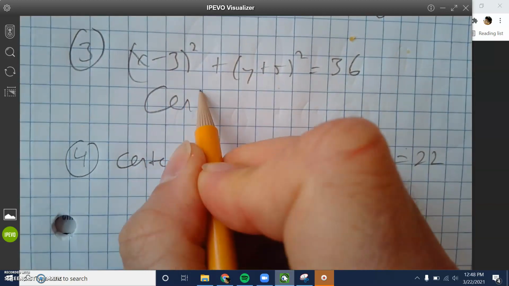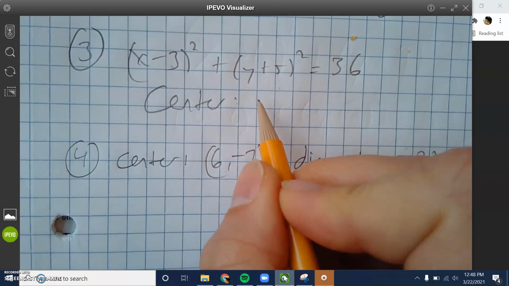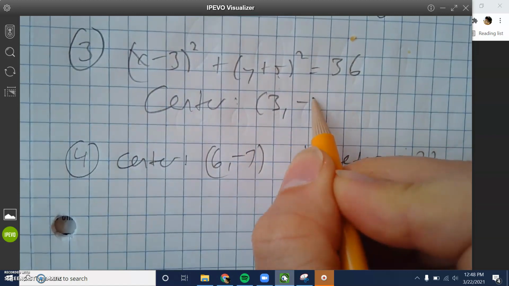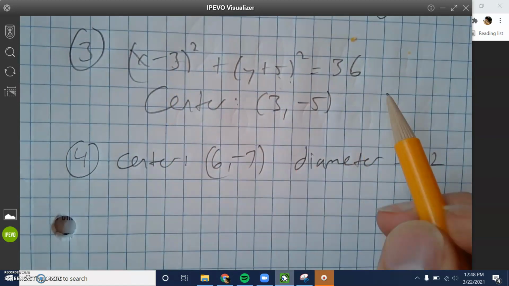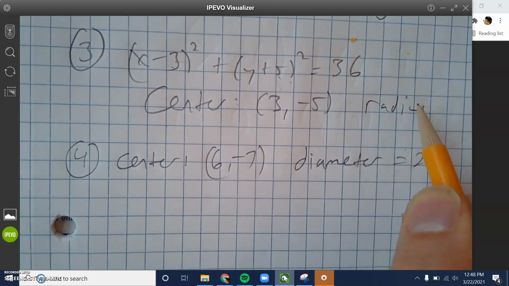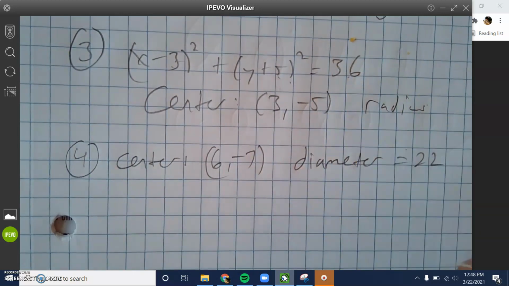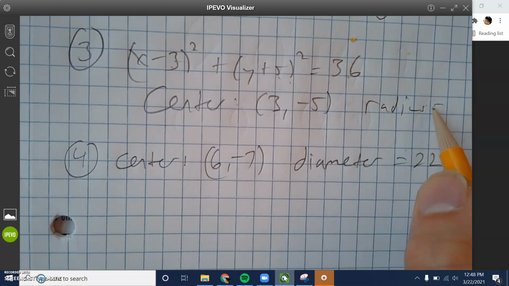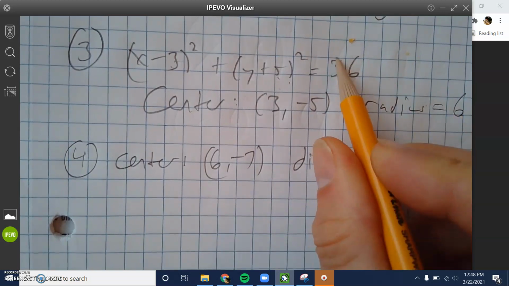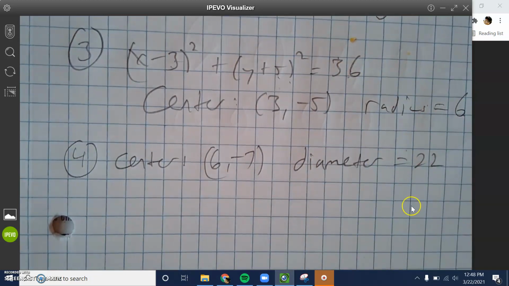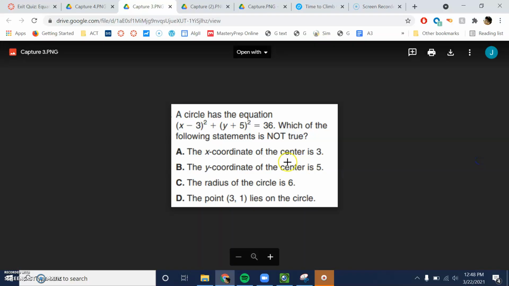So the center is going to be 3, negative 5, the opposite of those two. And the radius, what number squared is 36? What number times itself is 36? That would be 6. 6 times 6. Okay, let's see if we can get an answer out of that.